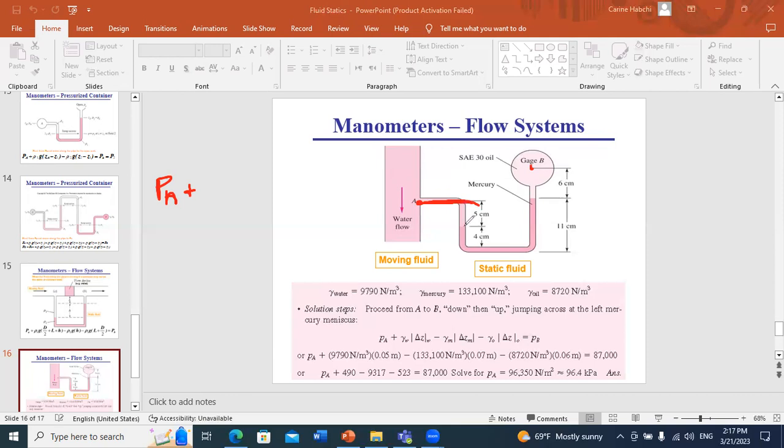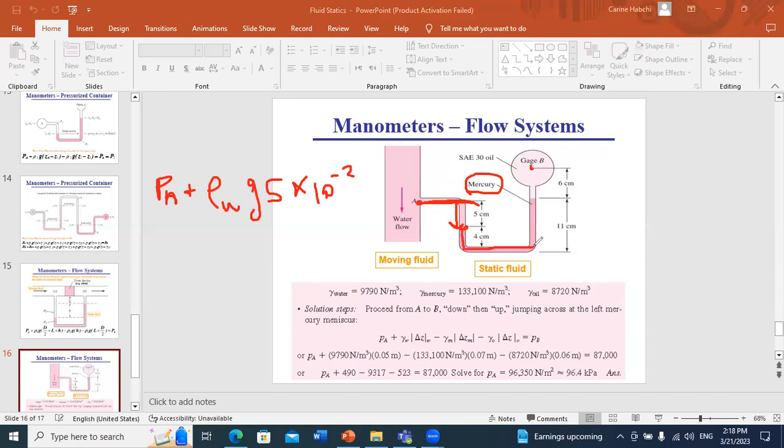Now, to go to this point, I should move downward in water a distance of 5 centimeters. So I should do plus rho water times G times 5, but I will convert to meters, so times 5 times 10 to the minus 2. This is the distance I moved downward in water. Now I have another fluid. They told me that it is mercury.